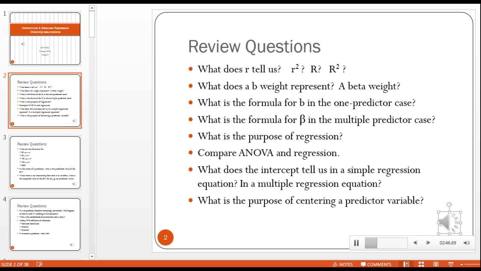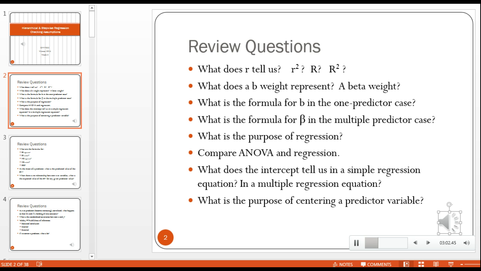What is the formula for B in the one predictor case? Recall that that is the R, so the little r, and that would be multiplied by the fraction of the standard deviation of y over the standard deviation of x. So that's a quick way to get the B weight.